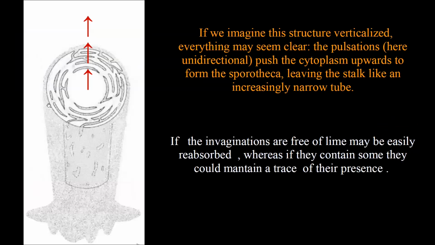If we imagine this structure verticalized, everything may seem clear. The pulsation, here unidirectional, pushes the cytoplasm upwards to form the sporotheca, leaving the stalk like an increasingly narrow tube. If the invaginations are free of lime, they may be easily reabsorbed, whereas if they contain some, they could maintain a trace of their presence.